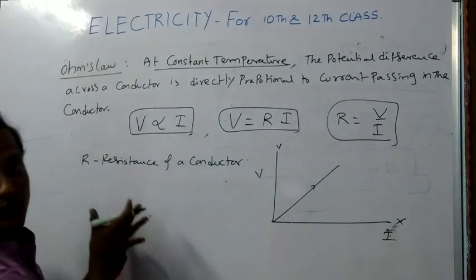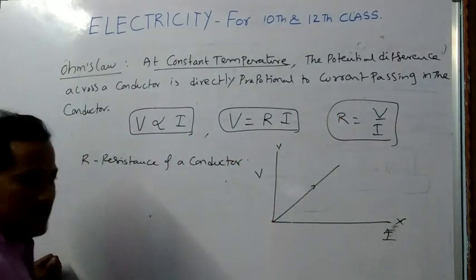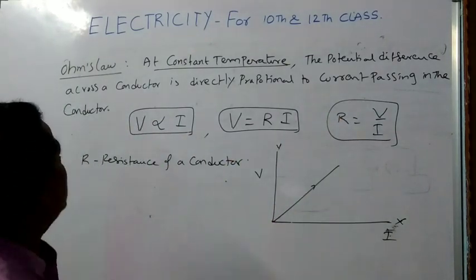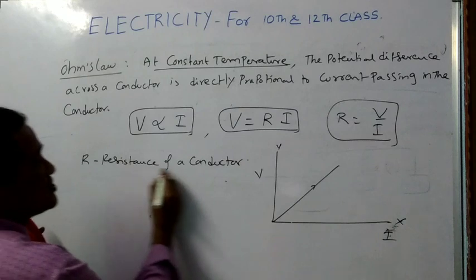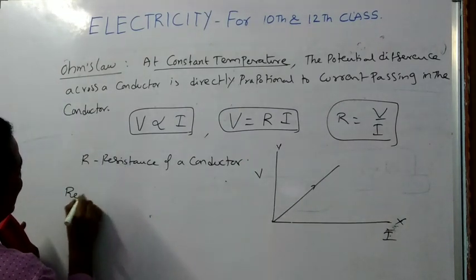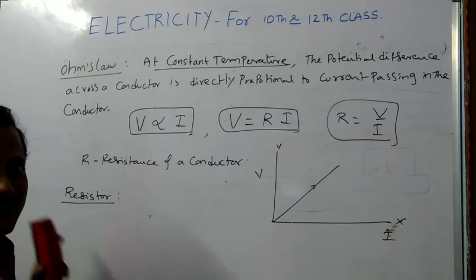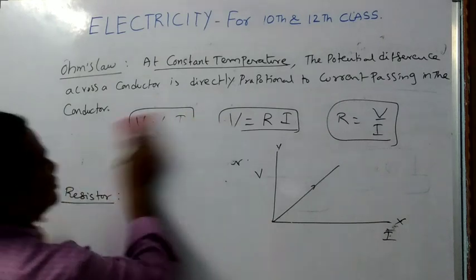Now continue to this R. Yes, this is very important. R stands for the resistance of a conductor. Now we go for the symbol of a resistor. Resistor, what will it do?